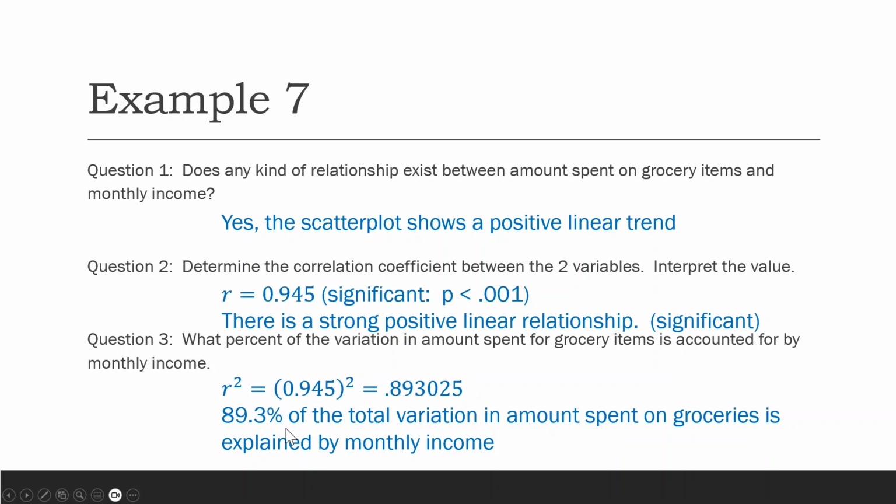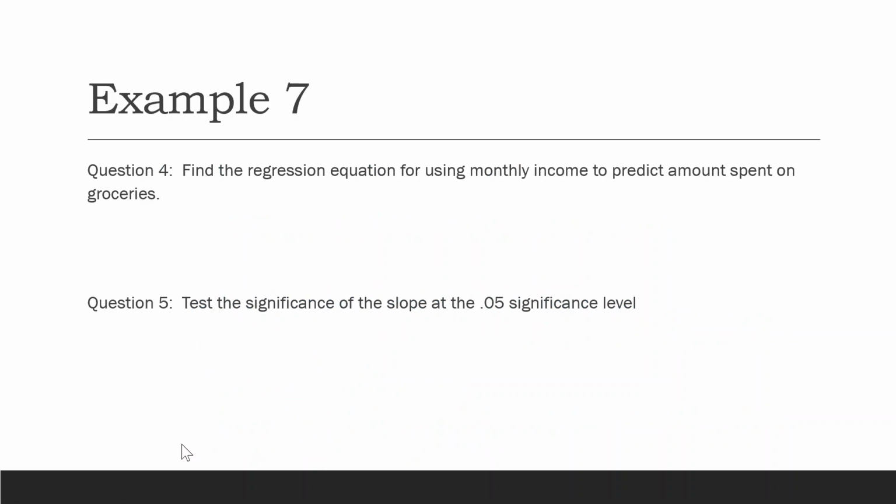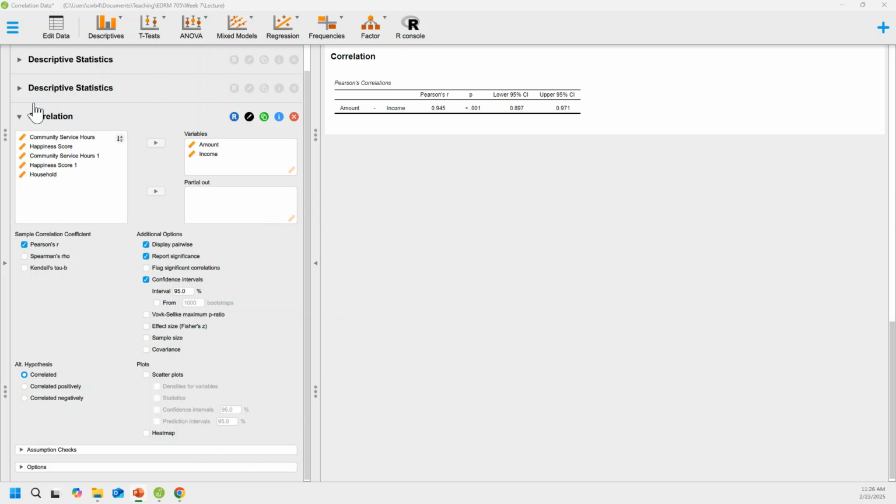So we can say that 89.3% of the total variation in the amount spent on groceries is explained by the monthly income. Now let's answer some additional questions. Question 4, find the regression equation for using monthly income to predict the amount spent on groceries. And then we're going to test the significance of the slope using a 0.05 significance level.